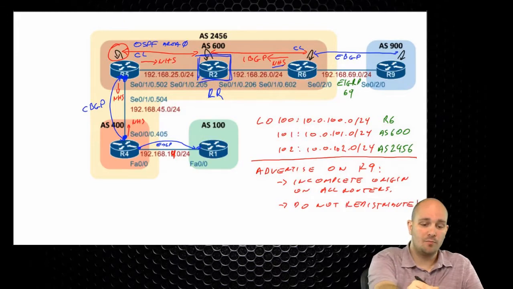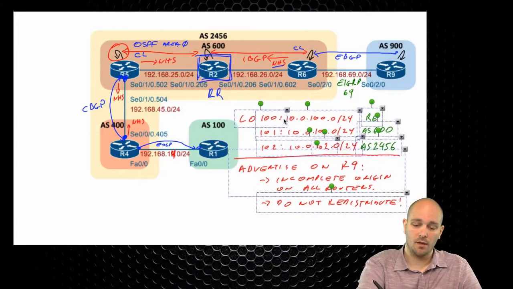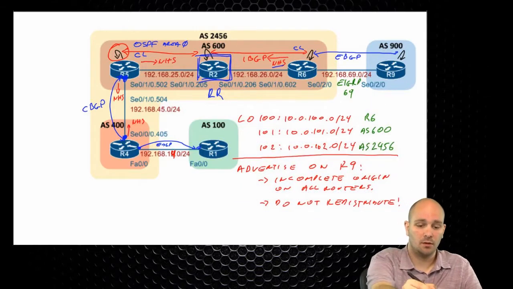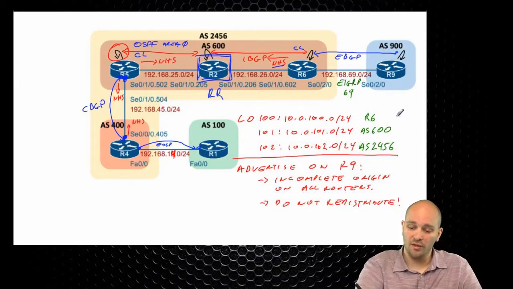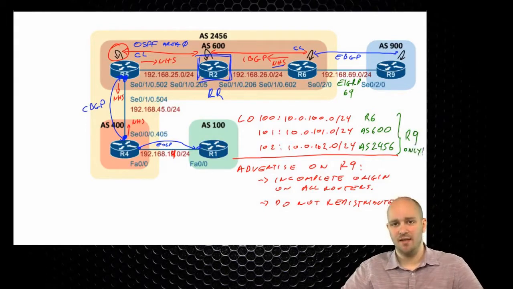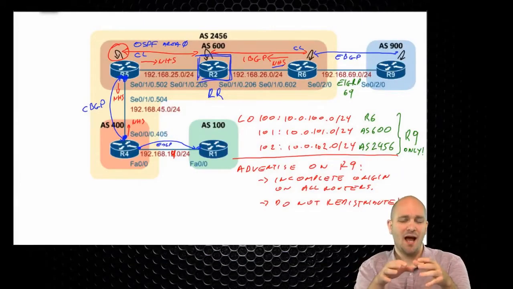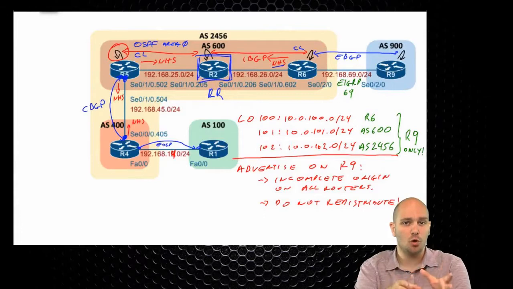Now, to make things more fun, this configuration must all be done. So all this policy must be implemented on R9 only. So you are not allowed to modify any other routers to make this work. Let me explain first how I could do this if there was no restriction to do this only on R9.